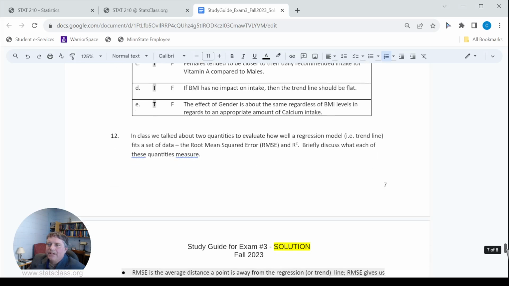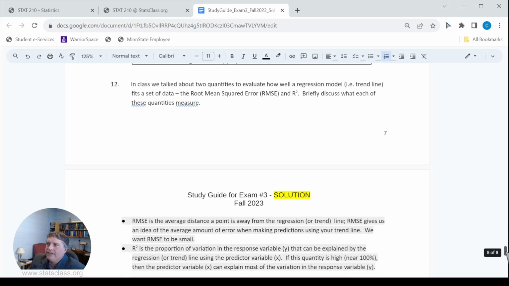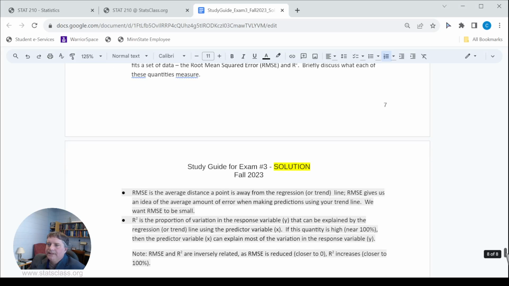All right. How about this last one? It was just the idea of RMSE and also our R squared. So RMSE is just the average amount of error, the distance from the points to the trend line. We want the RMSE to be small because it's an error measure. RMSE is actually in the same units as the data. It's like a standard deviation.